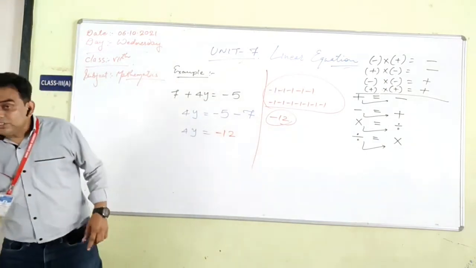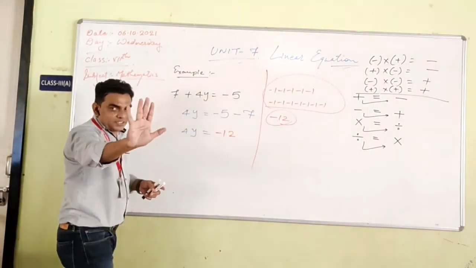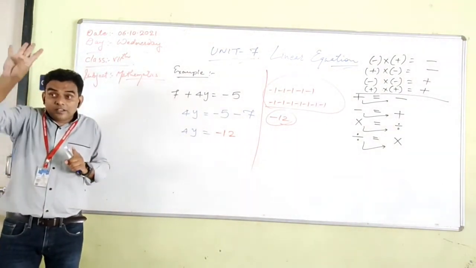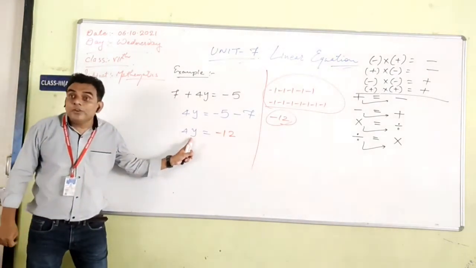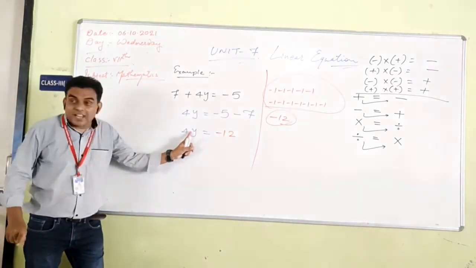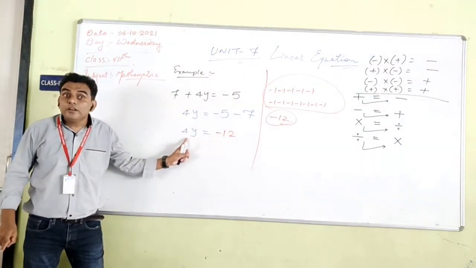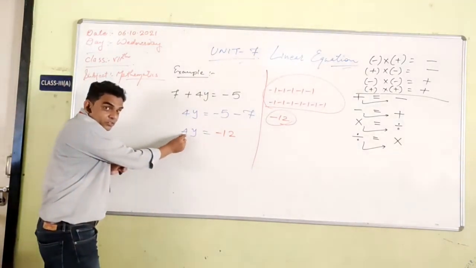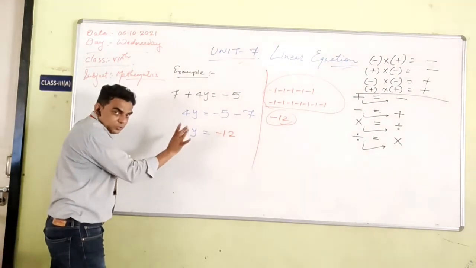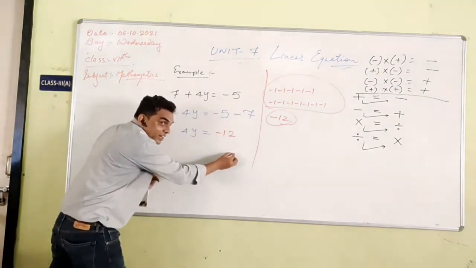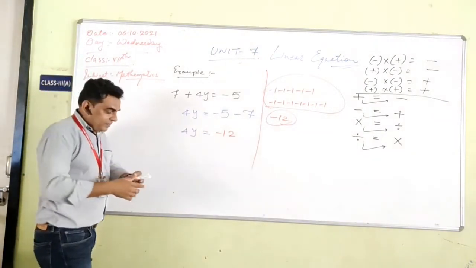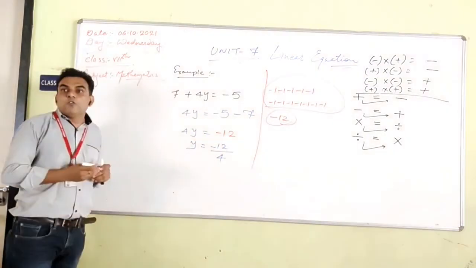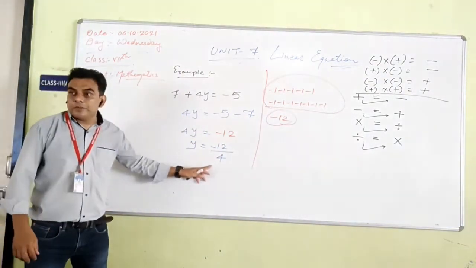Understood? Now, students, here 4y is equal to minus 12. But we want only y. We don't want 4. 4 is in the relation of multiplication. So that's why it is in the relation of multiplication. But we don't want 4. Then the 4, with the sign of multiplication, will go this side. What is that? Divide. Great. So you can say that y is equal to minus 12 by 4. Understood? 4 is in the position of division.